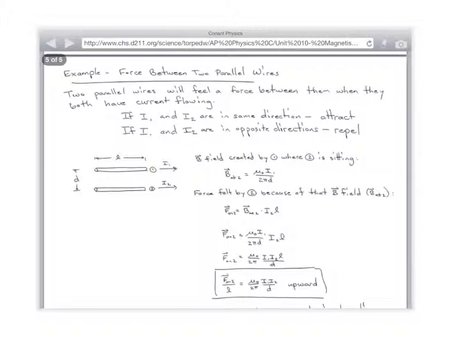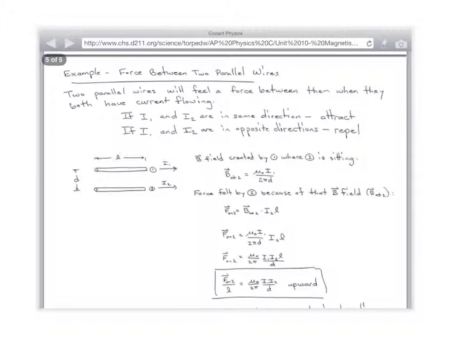Is wire 2 sitting in a magnetic field? Yes. From which wire? Wire 1. Which way does wire 2 get pushed? See, the field is into the page, right? The current is moving to the right, therefore wire 2 gets pushed up. So which way did wire 1 get pushed? Down. Which way did wire 2 get pushed? Up. So it's an attractive force between the two of them. That's interesting. So that means if you have two parallel wires with the same current running in them, they're going to attract each other.